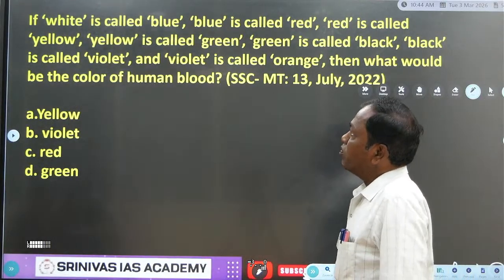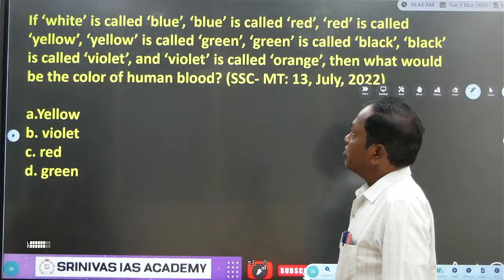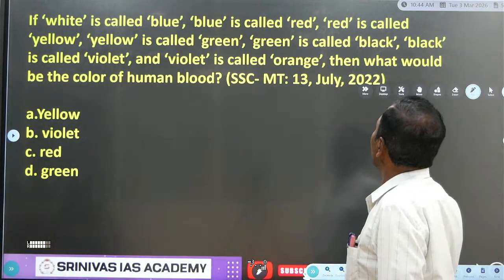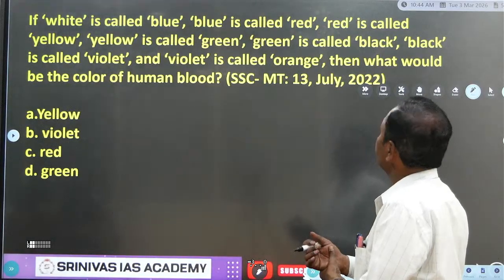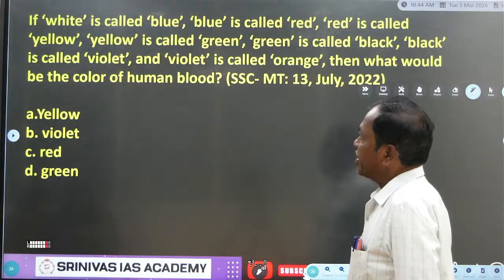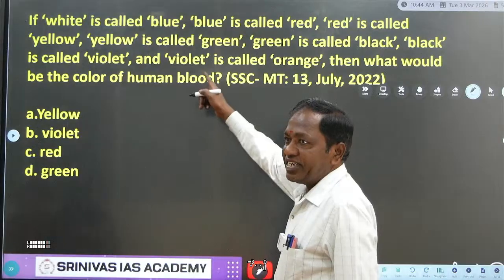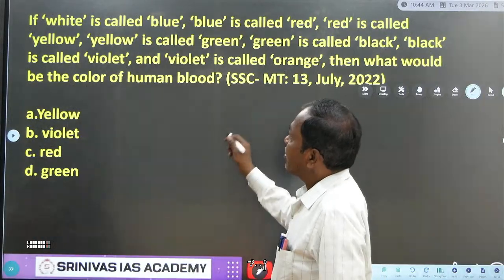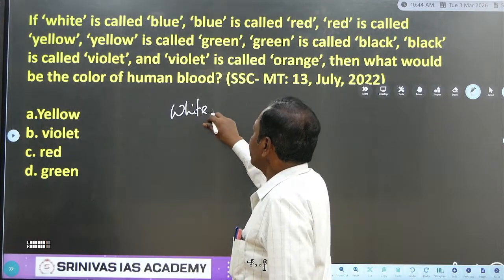If white is called blue, blue is called red, red is called yellow, yellow is called green, green is called black, black is called violet, and violet is called orange, then what would be the color of human blood? The color of human blood is red. What is red called? Even if you write it all out, it takes more time, but it is not necessary.